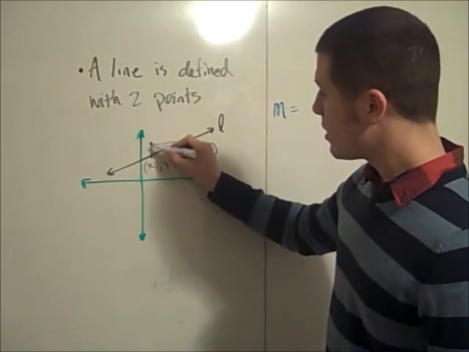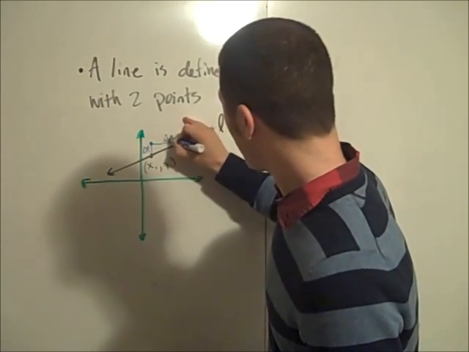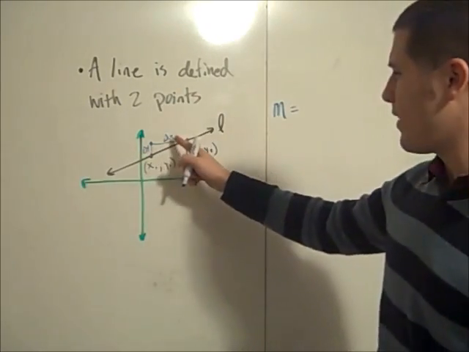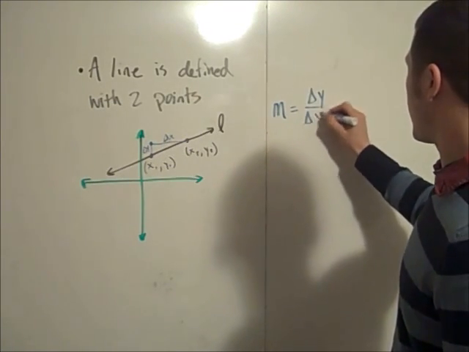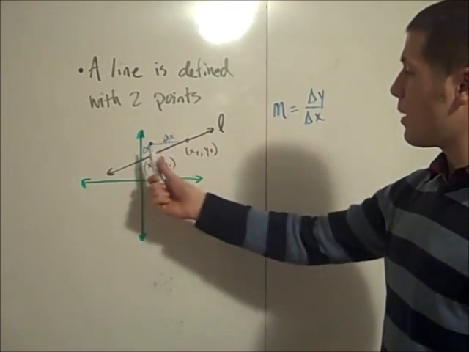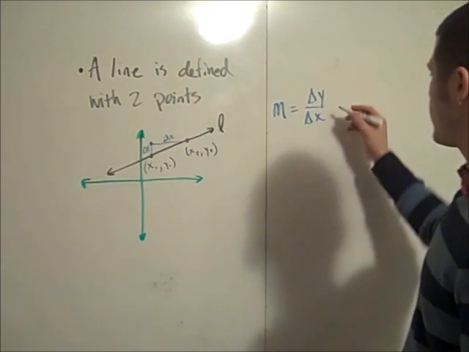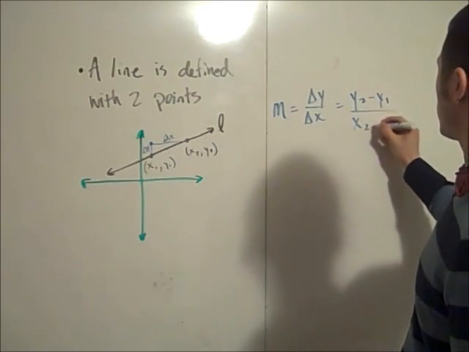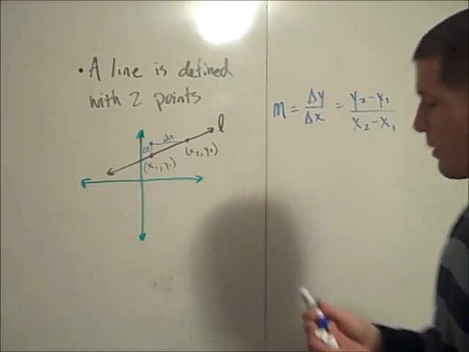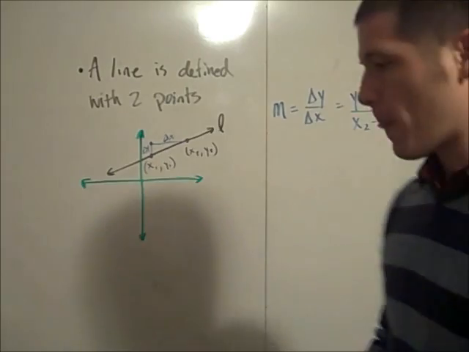This we'll call delta y, and this we'll call delta x, that is change in y and change in x. The slope is delta y divided by delta x. It's how much do we go up divided by how much do we go over. So this is y2 minus y1 over x2 minus x1. That's going to be a very important piece of the puzzle. Okay, very good.